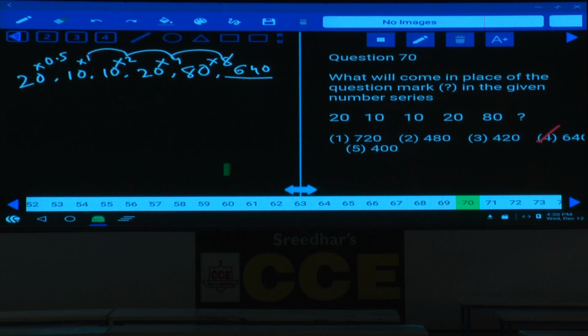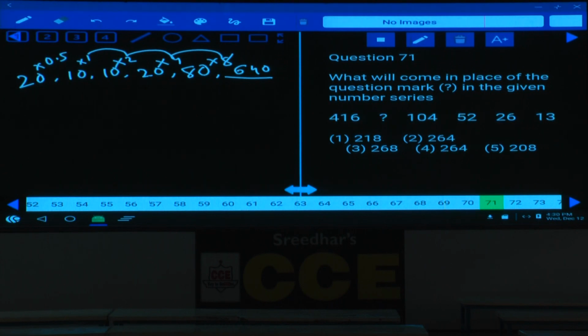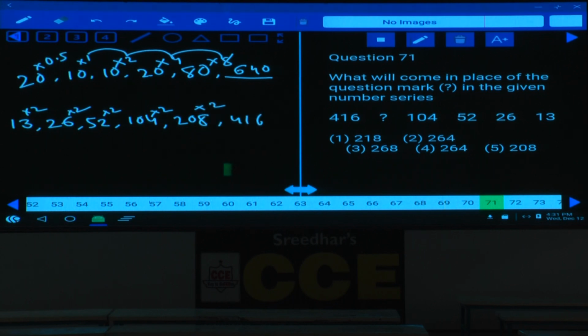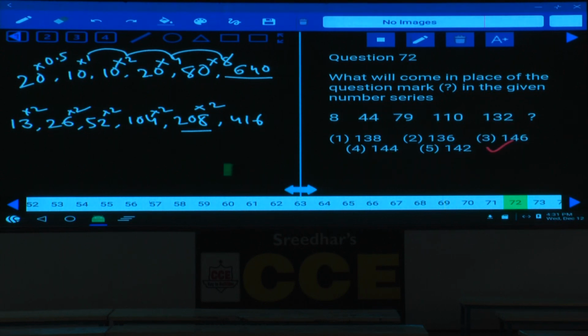Then question number 71. Now in this 71: 4, 16, 104 and so on. If you observe here, the numbers are in decreasing order. Whenever the numbers are in decreasing order, always start in the reverse order. 13, 26, 52 and 104. What is happening here? 13 into 2 is 26, 52 into 2 is 104, 104 into 2 is 208, 208 into 2 is 416. Then what is the missing number here? 208. Each of these numbers is multiplied by 2. Hence in the usual order it is divided by 2. Question 71 done.